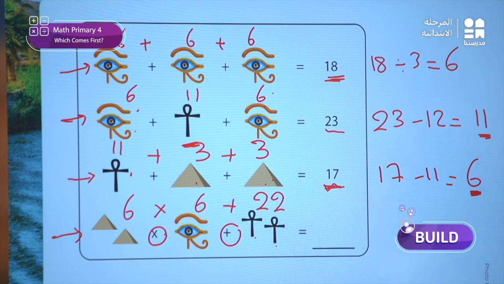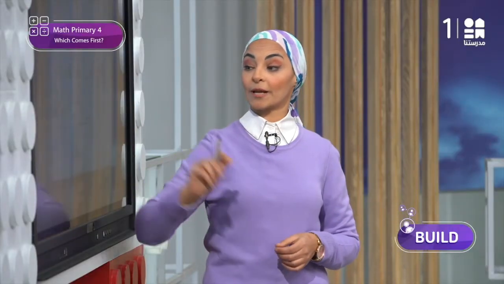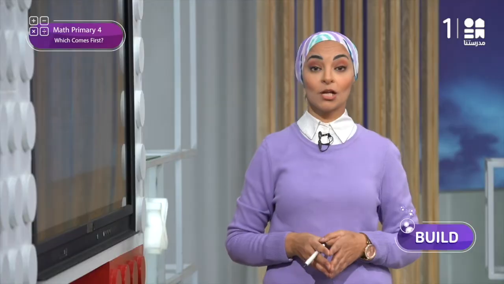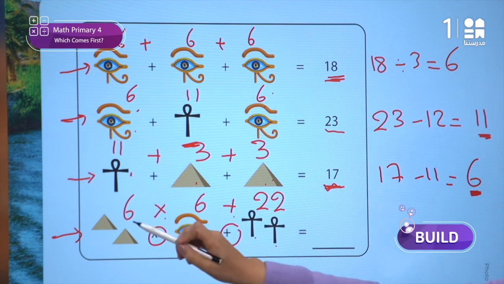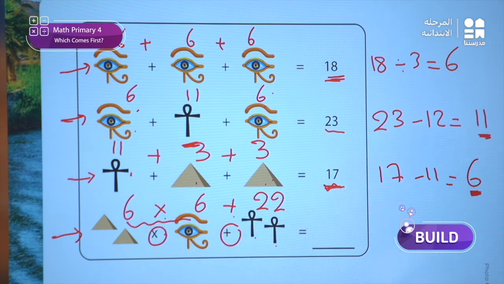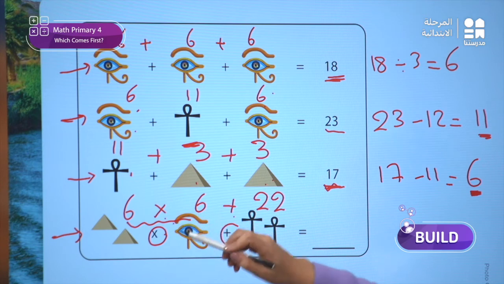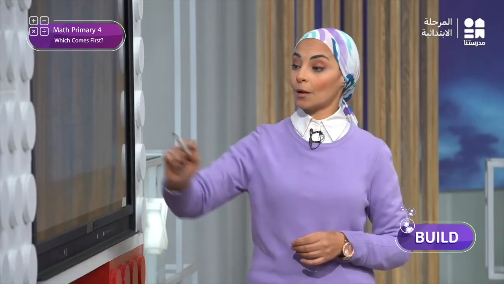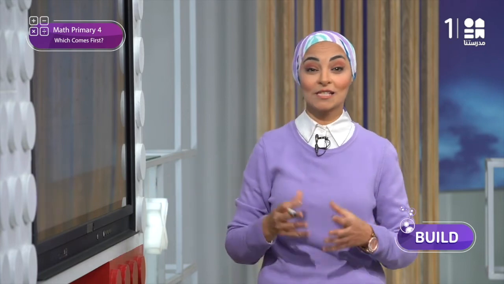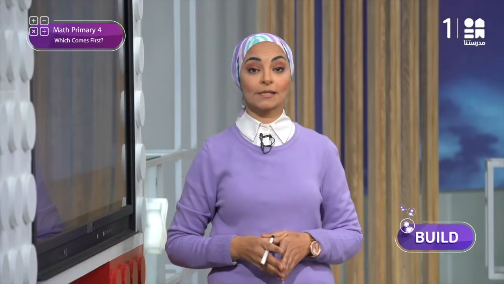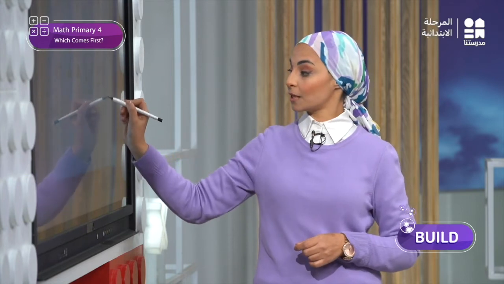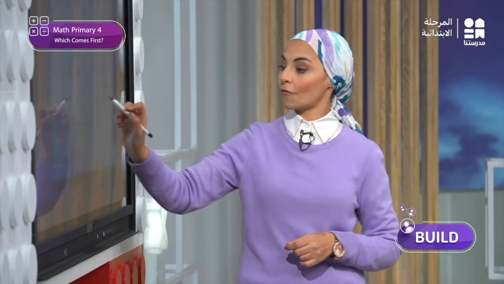Now I have 2 operations, which are multiplication and addition, right? So what do you think of these puzzles? Okay, first of all, I will multiply first. As we agreed, I will multiply first and then make addition. So I must multiply first 6 times 6. 6 times 6 equals what? Of course, 36 plus 22. 36 plus 22 gives me what? Yes, 36 plus 22 gives me 58. So the answer of all these shapes equals 58.